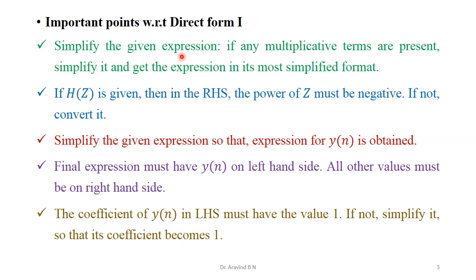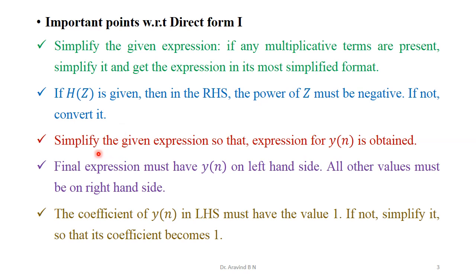Simplify the given expression. That is, if any multiplicative terms are present in the given expression, simplify it and get the expression in its most simplified format. That means there must not be any multiplicative terms. If H of z is given, then in the RHS, the power of z must be negative. If not, convert it to the negative power of z.